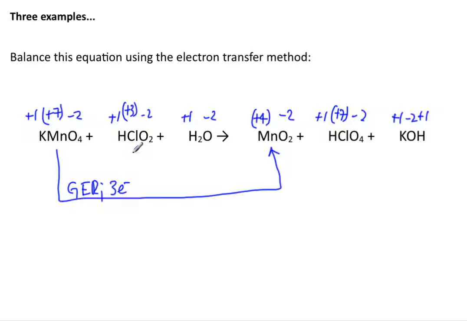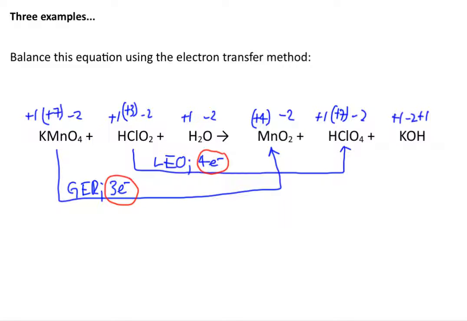Now I'm going to identify the other change. So chlorine +3 to +7. So the oxidation state has increased. That is our definition of an oxidation. So that's a LEO. And it's increased by 4. And so that implies 4 electrons have been transferred. So that's what I mean by identify the number of electrons being transferred. Just write it down there to keep it front and center, how many electrons are moving.